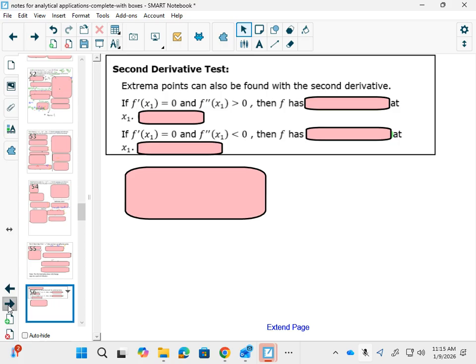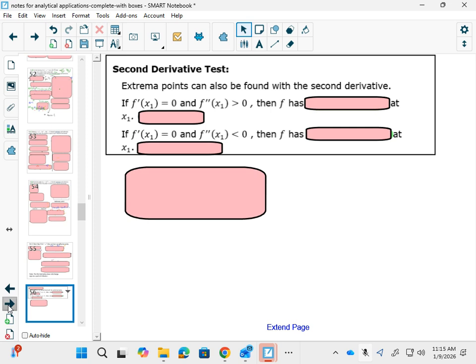Here is our second derivative test. The whole reason the other day I was changing words. The second derivative test does not find concavity. The second derivative test is another way to find maxes and mins.